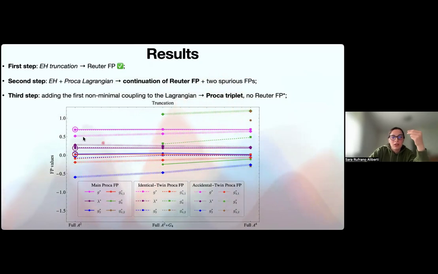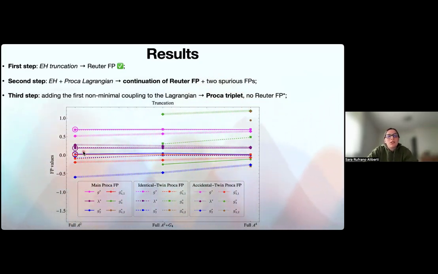And in particular, here we depicted with these empty circles the main Proca fixed point at the first step, because it was given by a complex conjugate pair. So here we're taking into account only the real part of the complex number that describes the main Proca fixed point at the third step, okay?